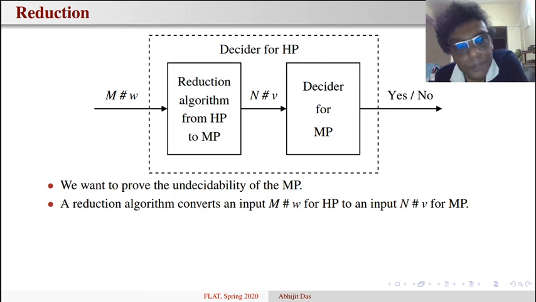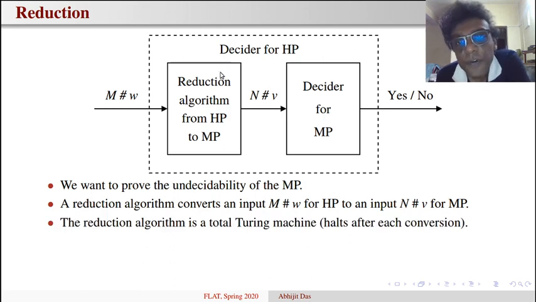So, if we assume that a decider exists for the membership problem, then this reduction algorithm followed by this decider gives us a decider for the halting problem. This decider for the membership problem says yes or no for every input in a finite amount of time. Therefore, if I use this as a subroutine in tandem with this reduction algorithm, then I have a decider for the halting problem.